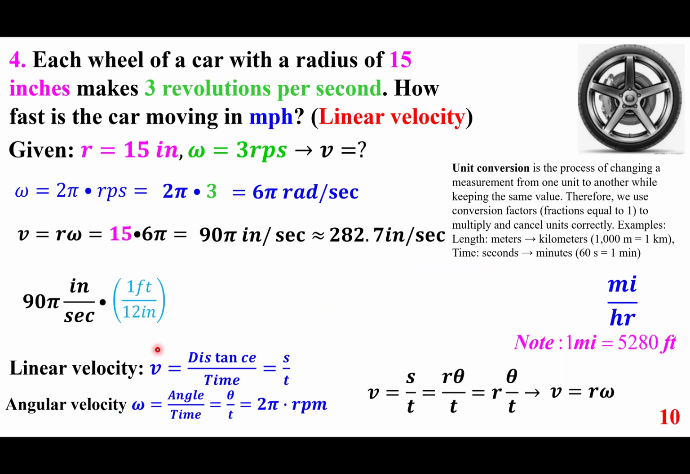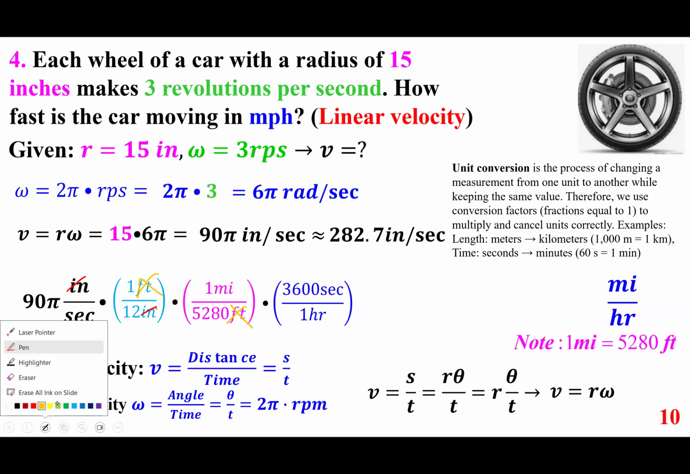So times 1 foot over 12 inches. Again, it is the same as 12 inches over 1 foot, but 12 inches over 1 foot can't cancel out the inches. Notice what happens right here. And that's the idea. Then we say 1 mile over 5,280 feet. So this one cancels. Then we say 3,600 seconds over 1 hour. The seconds go away. And if you just look at the units and nothing else, in the numerator, we have nothing but miles. In the denominator, we don't have anything but hours. And that's what we want.